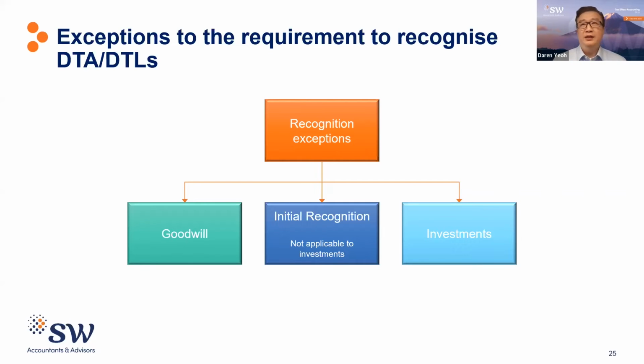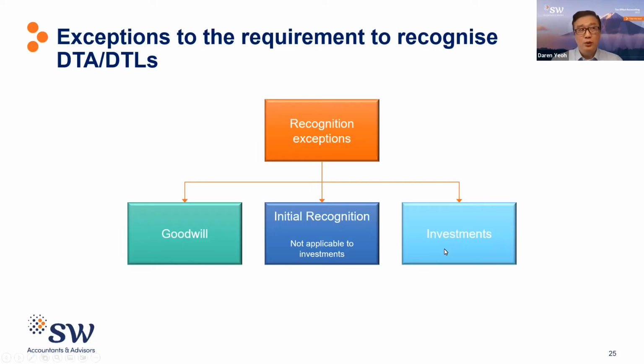Okay, so I referred to recognition exceptions. So this is what we're going to go through now. There are 3 recognition exceptions. So if you have a temporary difference, you need to determine whether or not a recognition exception applies. If the recognition exceptions apply, you do not need to recognize a DTA or DTL on that temporary difference. So the first one is goodwill. It's easy. If you see goodwill, do not recognize anything for it.